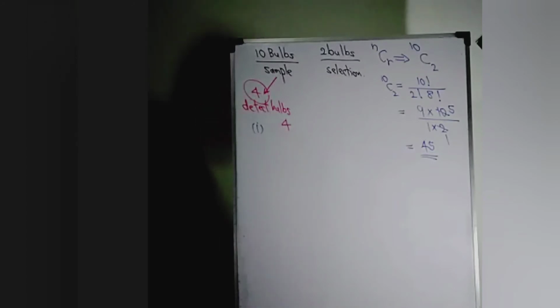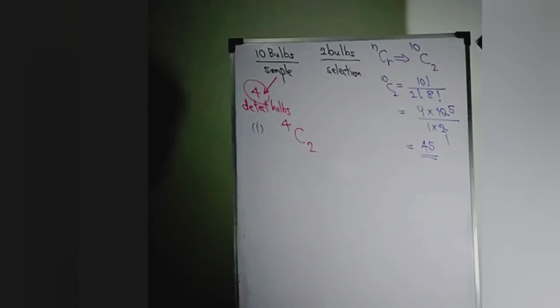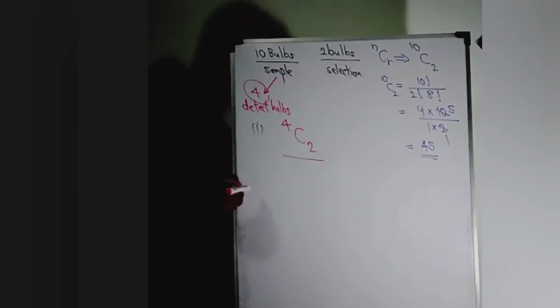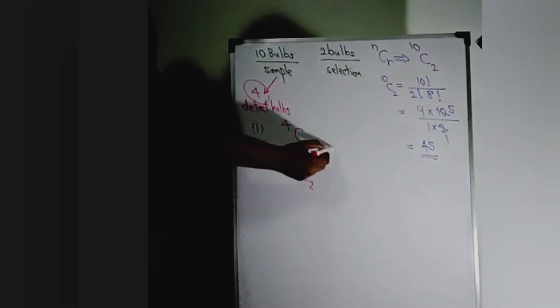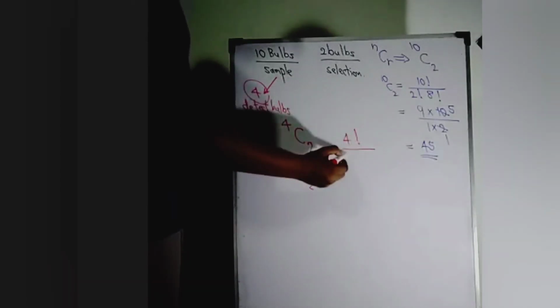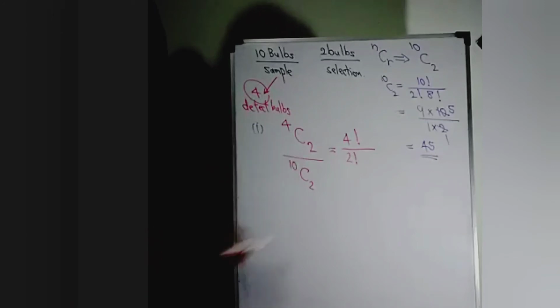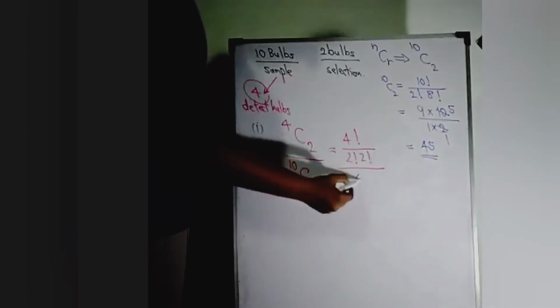Out of 4 defective bulbs, we need to select 2. Now the sample is defective bulbs. Out of 4, we have to select 2. Then the sample space is 10C2, what we have already calculated. And what is 4C2? 4 factorial divided by 2 factorial. Subtract these 2, 4 minus 2 is 2 factorial, denominator is 10C2, that is 45.